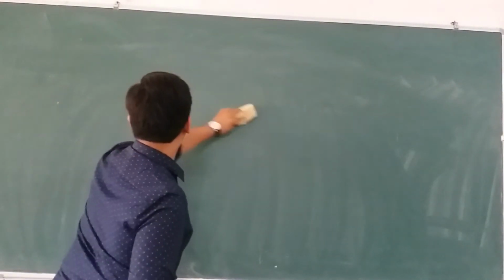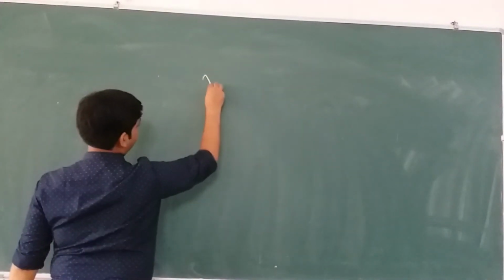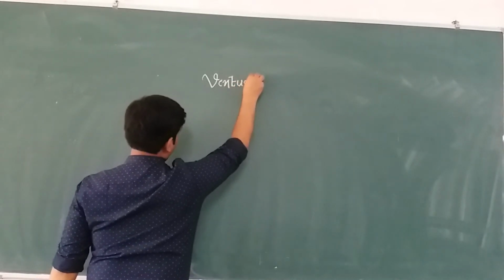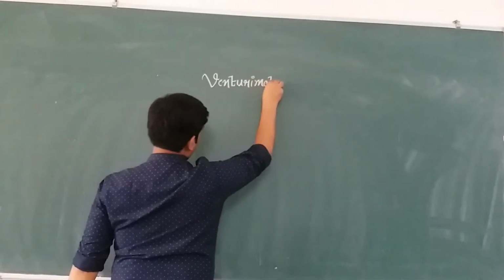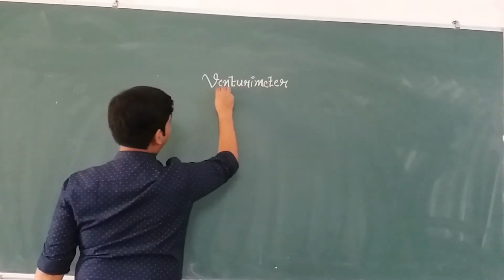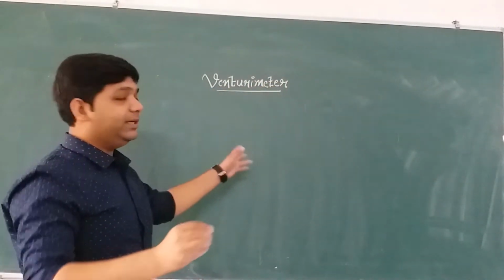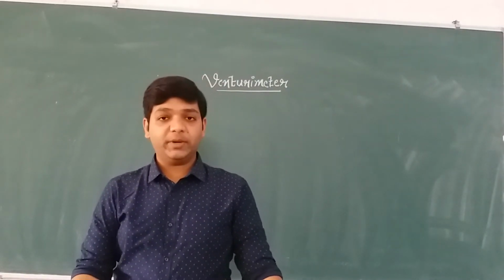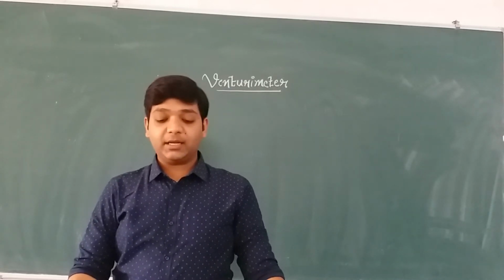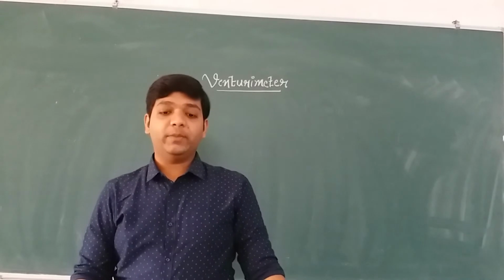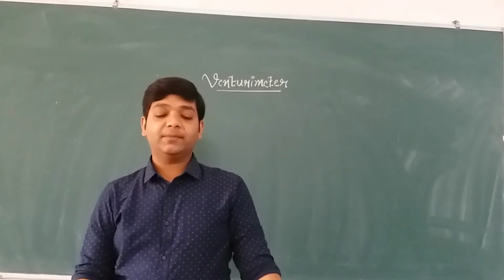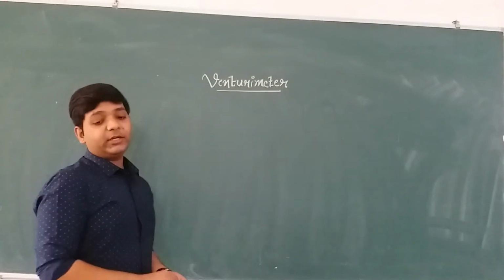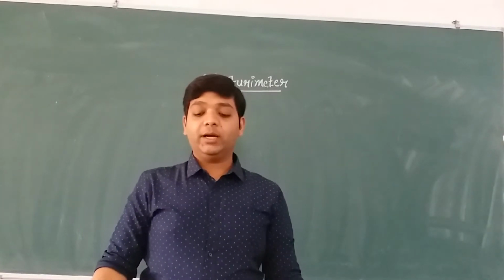Please write down the heading Venturi meter. First of all, write down the definition of Venturi meter and then we'll discuss what it is. So the Venturi meter is a setup or an instrument that is used to measure the rate of flow of liquid through a tube.